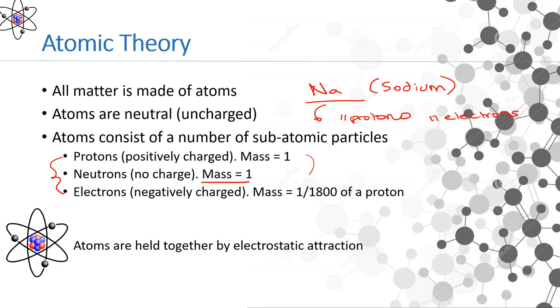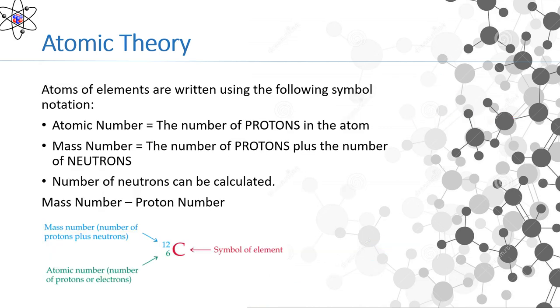All atoms are held together, the nucleus and the electrons, by the force of attraction between the electrons and the positive nucleus, and we refer to this as electrostatic attraction. This electrostatic attraction is the attraction between anything that is positive and negative. So because protons are positive and electrons are negative, they are attracted together like the opposite poles of a magnet.